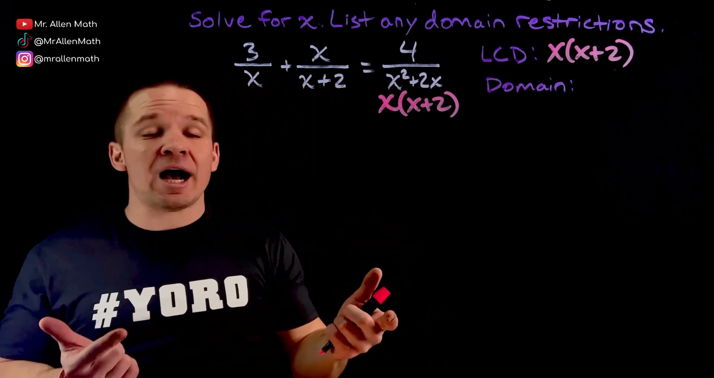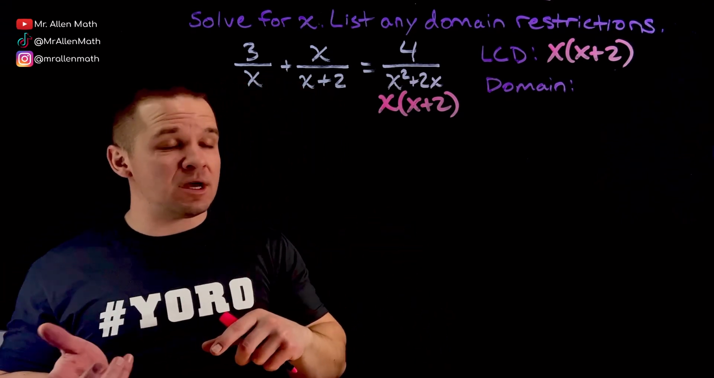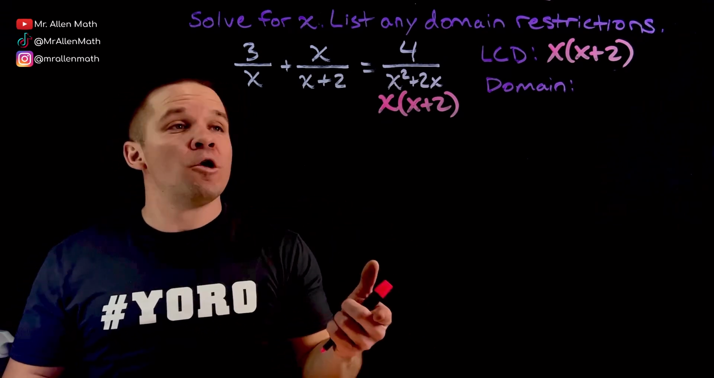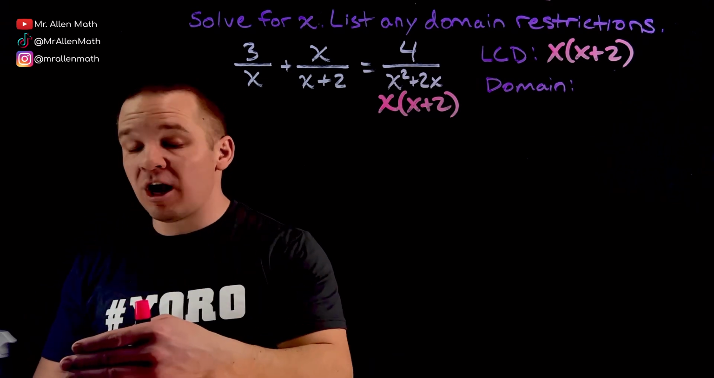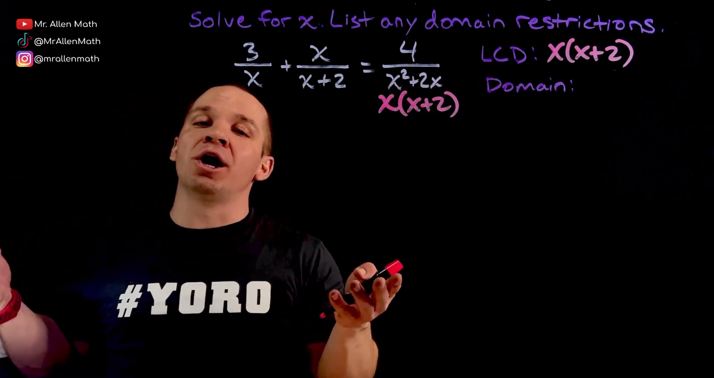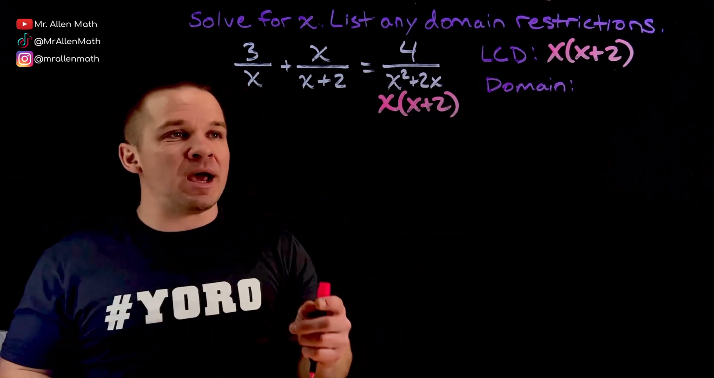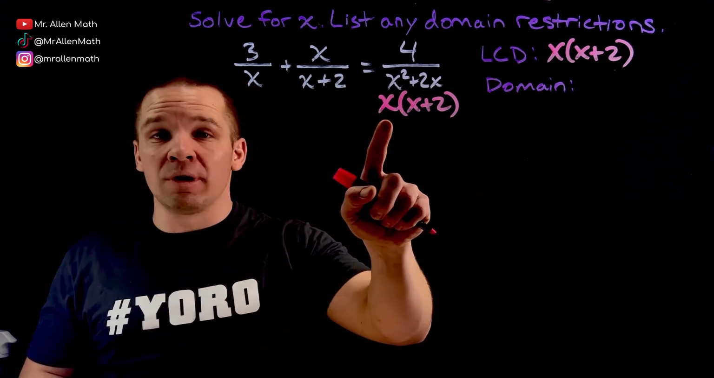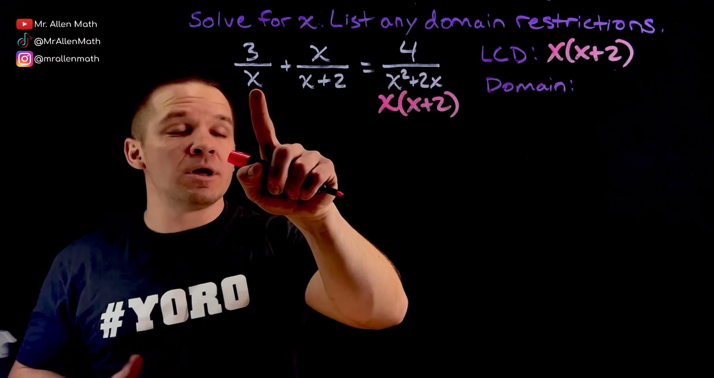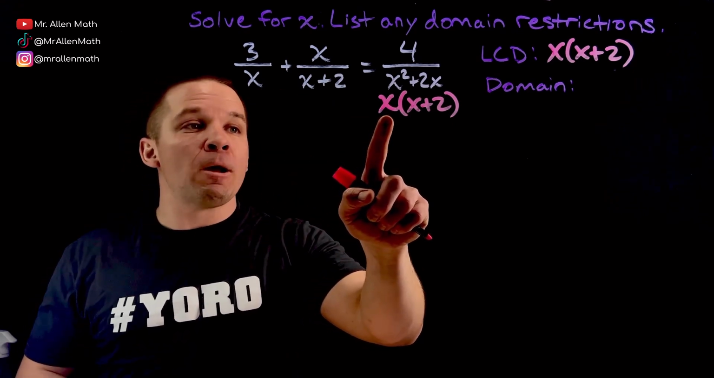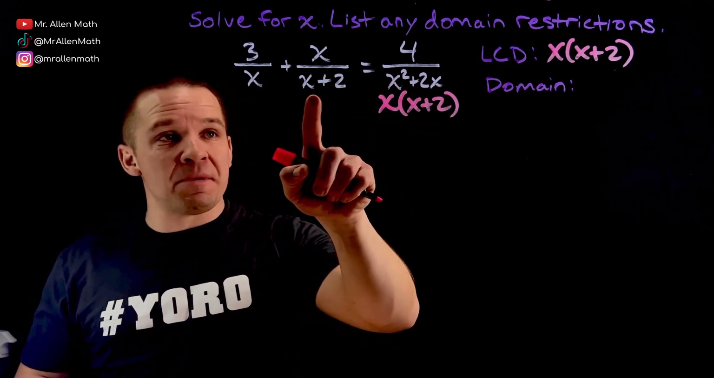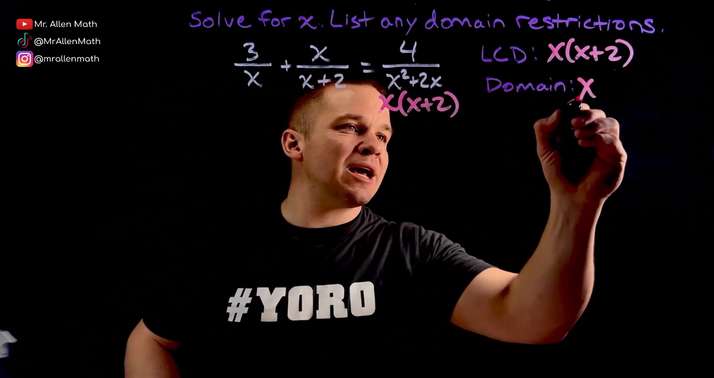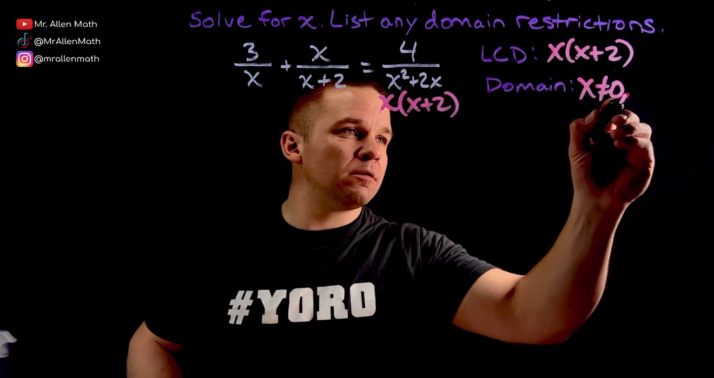And from here, I can actually get my domain restrictions. Domain restrictions are anything that's going to make my denominator 0. The reason being, I can't divide by 0. If I divide by 0, it's undefined. So my domain restrictions come from making my denominator 0, which would be 0 in for x. Here, that would make it 0. This would make the whole thing 0, or negative 2 as well, because that would make this guy 0. It would also make this fraction right over here 0. So x cannot equal 0 and negative 2.